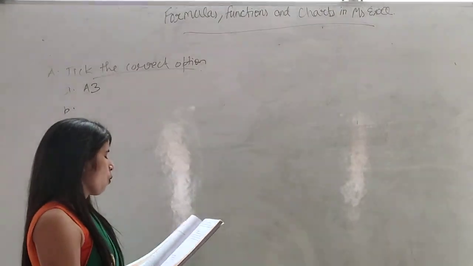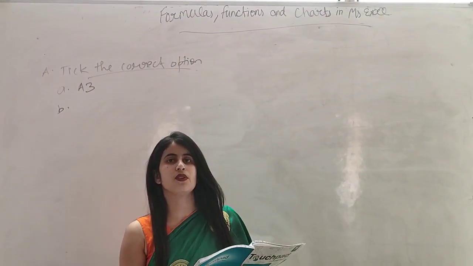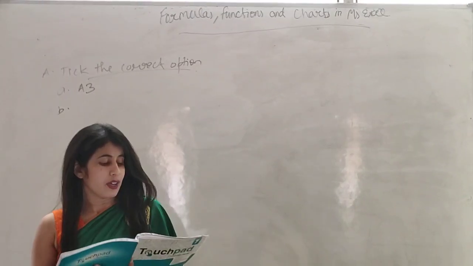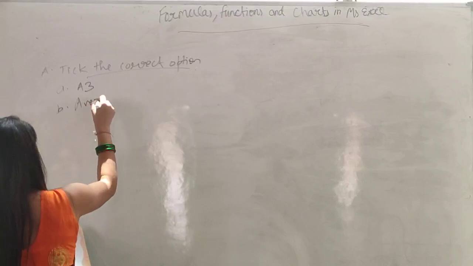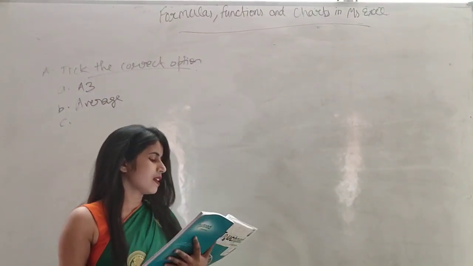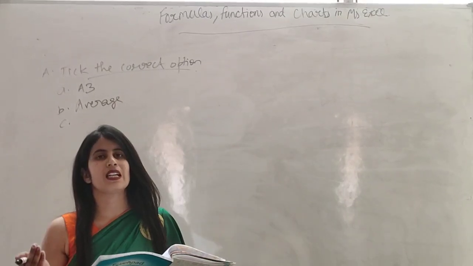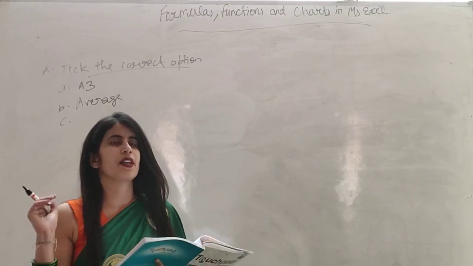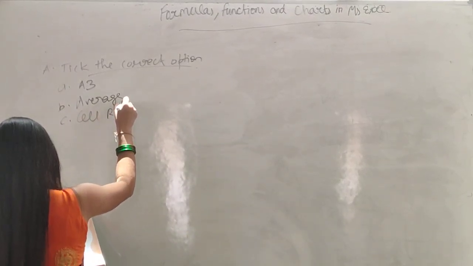Next one is, which of the following functions is used to calculate the average of a range of values? So here we will choose the function AVERAGE. Next is, the cell address in the formula is known as... the other name of cell address is known as cell reference. Okay, so we will write here cell reference.